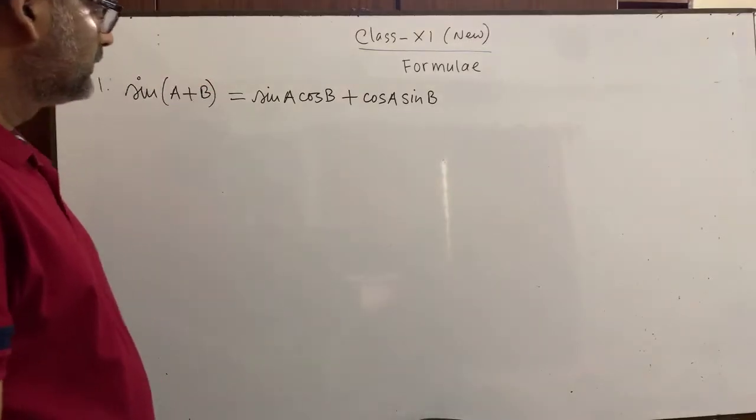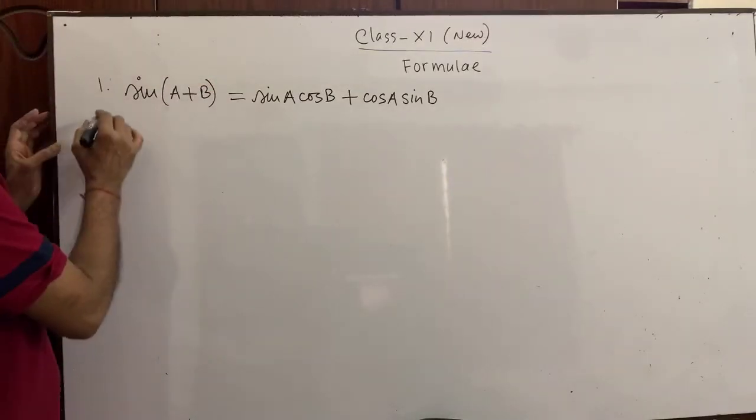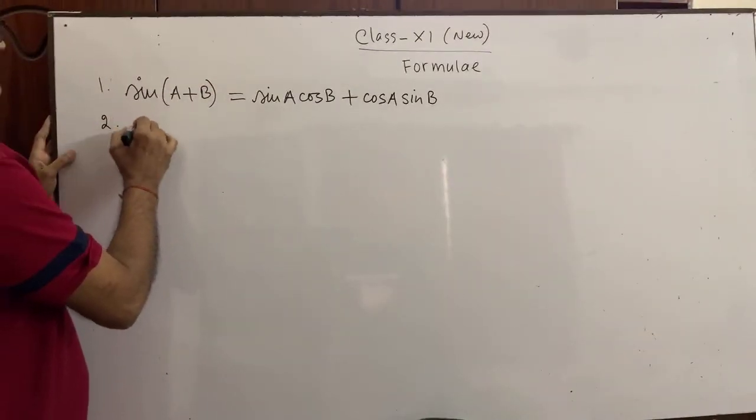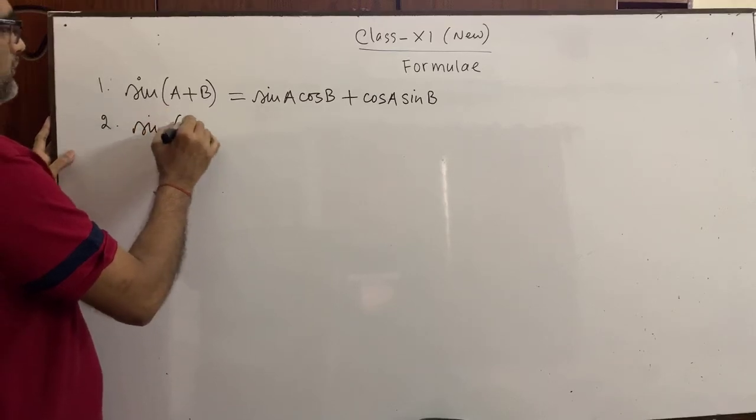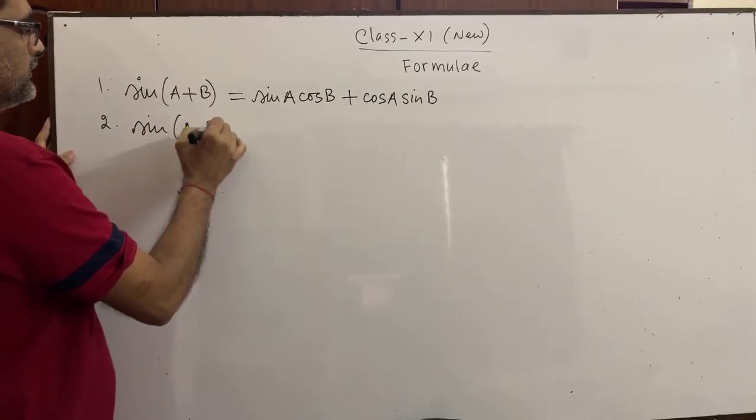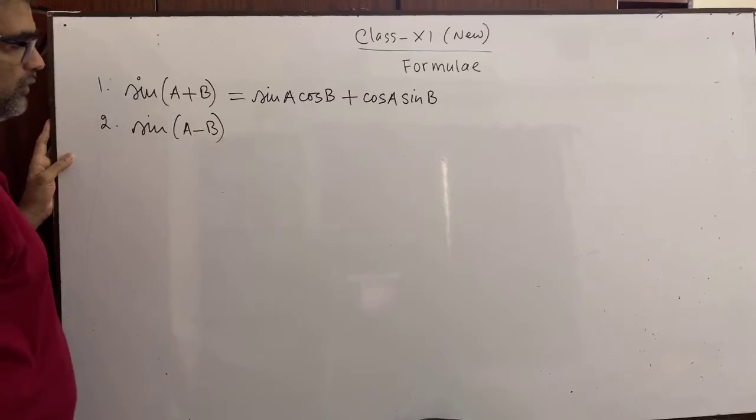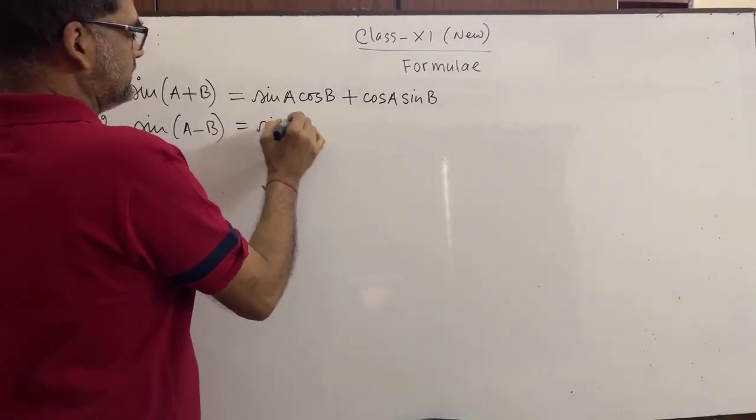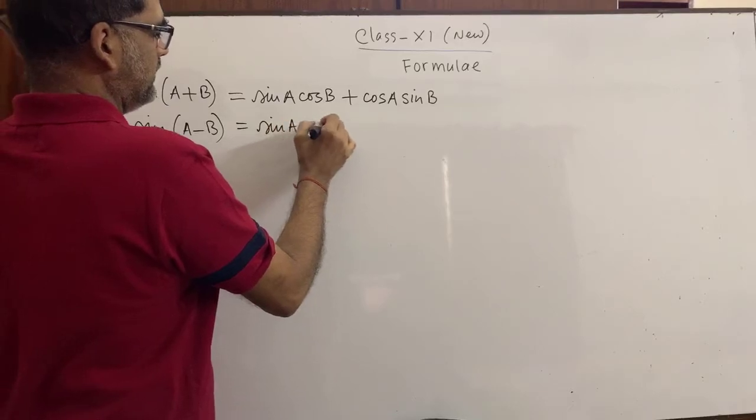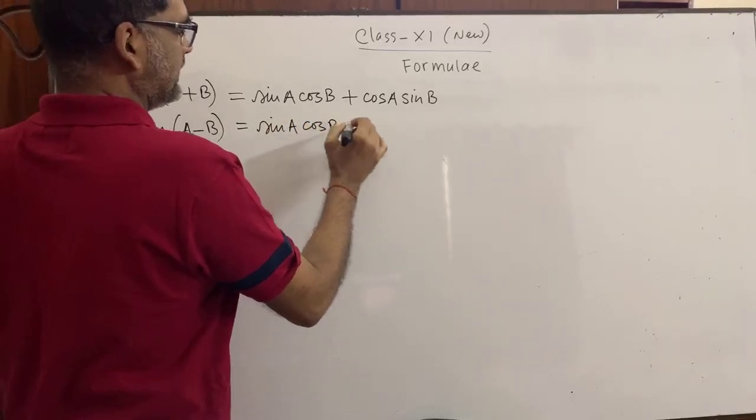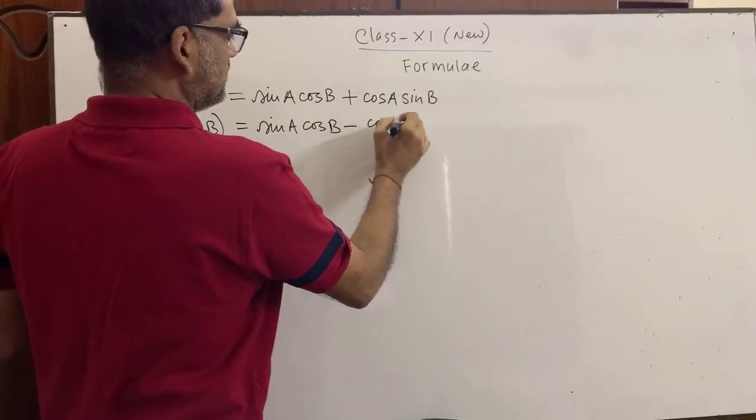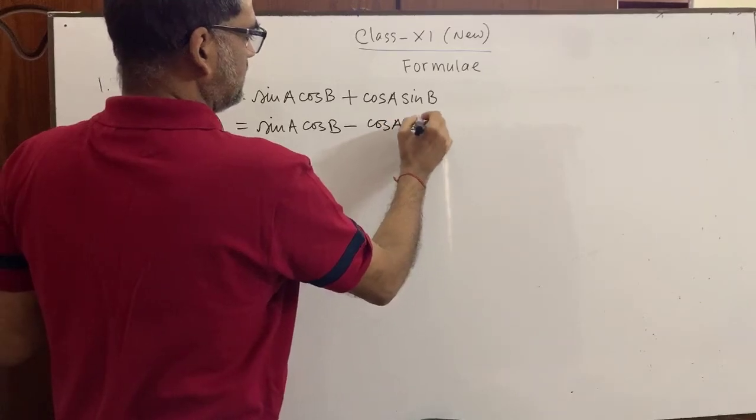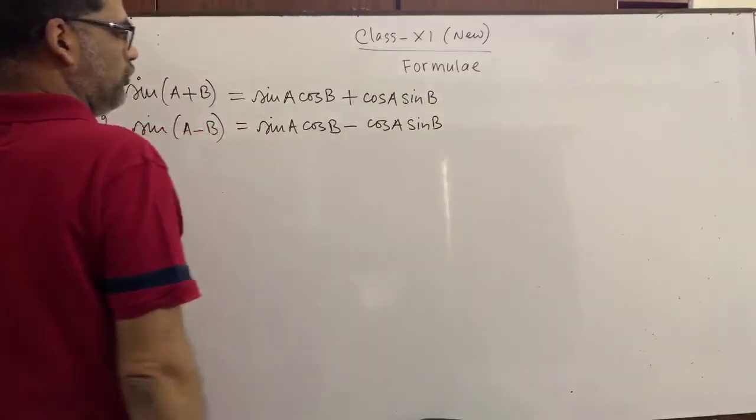Okay. Now, number 2: sine of a minus b is equal to sin a cos b minus cos a sin b.